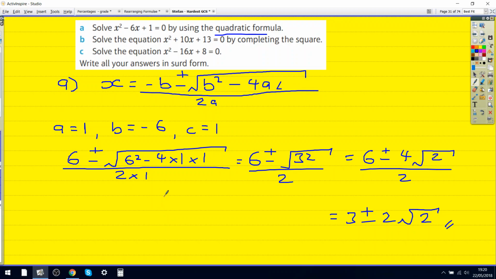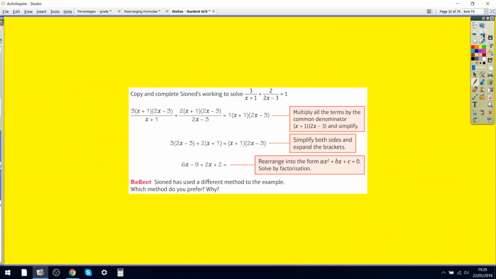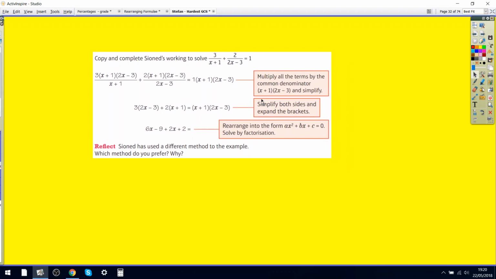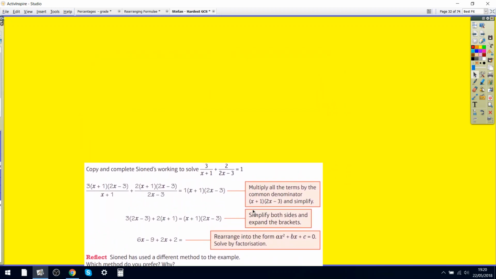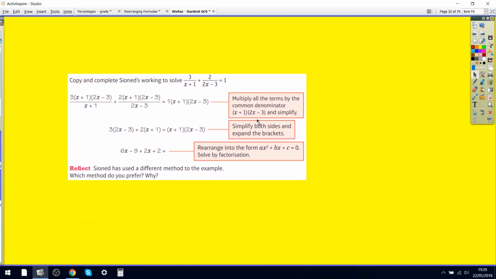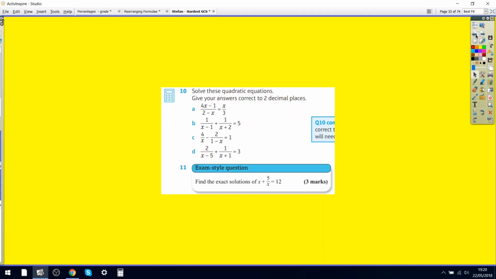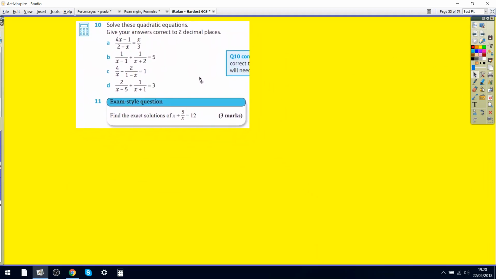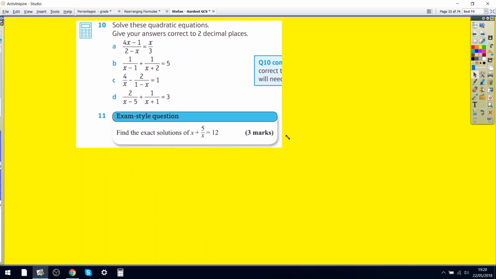Do you want to try the completing the square one, or you think it'd be okay? I think I'll be alright, yeah. Okay, that's fine. So you're good for that. Let's see. Oh, did I include the thing? Let me just see. Okay, let's solve these.